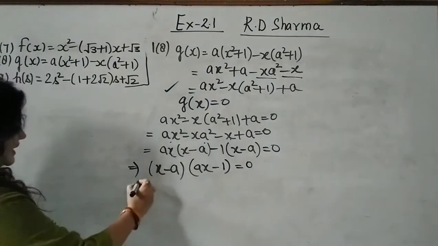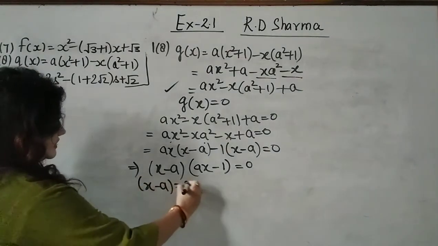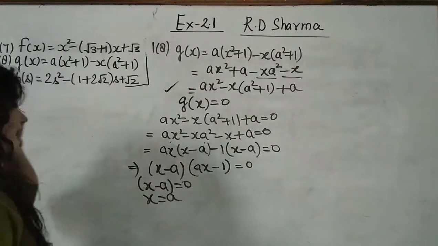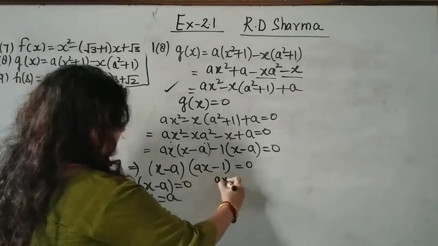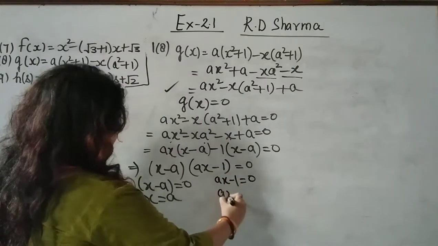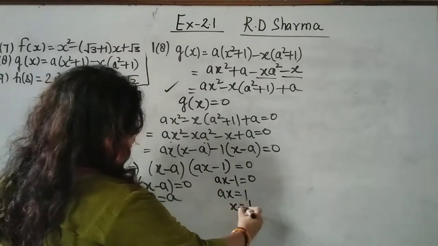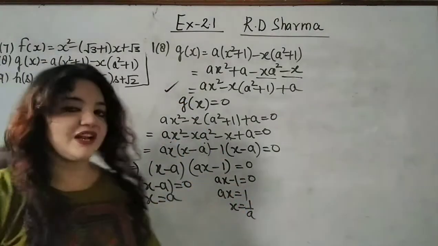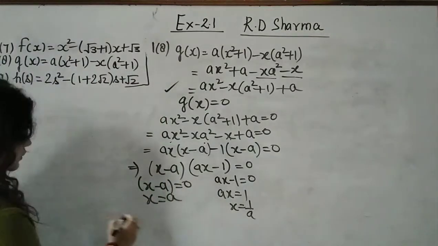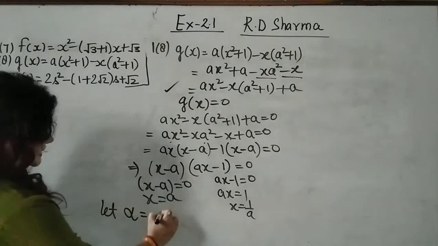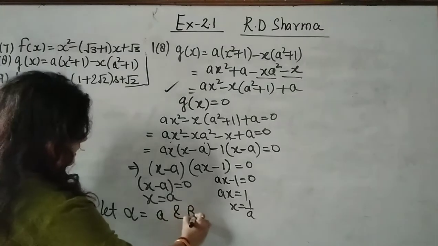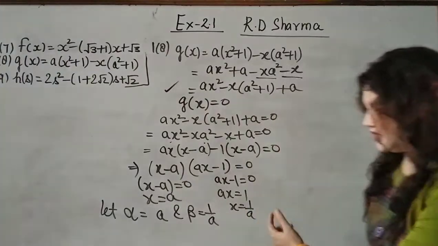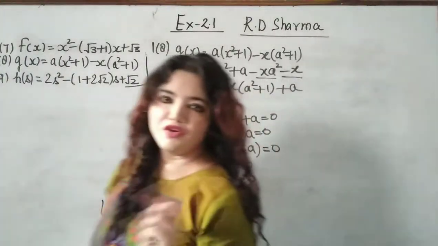Okay. Now if x minus a is equal to 0, so we have x is equal to a. Right? x is equal to a. And if this ax minus 1 is equal to 0, so we have ax is equal to 1 and x is equal to 1 by a. So this is how we have calculated the zeros. And now we will assume let alpha is equal to a and beta is equal to 1 by a. We have assumed alpha is equal to a and beta is equal to 1 by a.